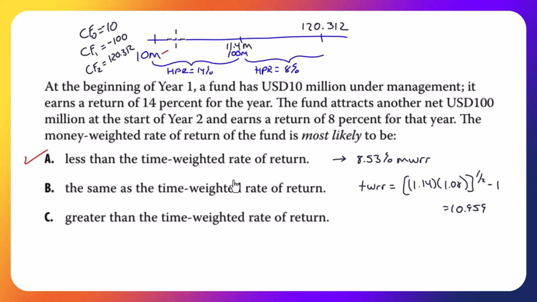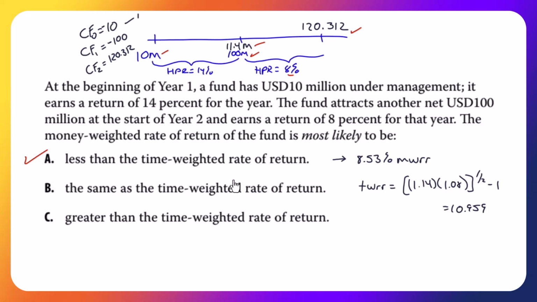We start with 10 million. There's 14% return for the year. So that 10 million is going to grow to 11.4. And then we attract another 100 million. The sum of these two grow at 8% to end at 120.312. You're going to need that for your cash flows.